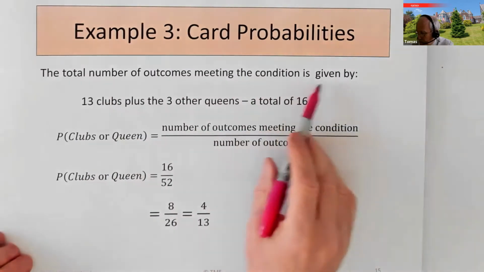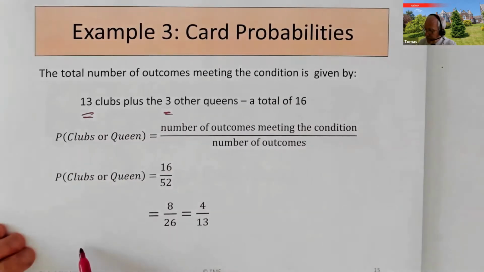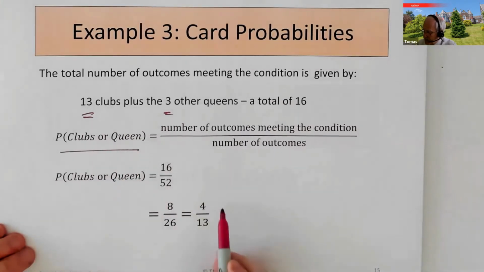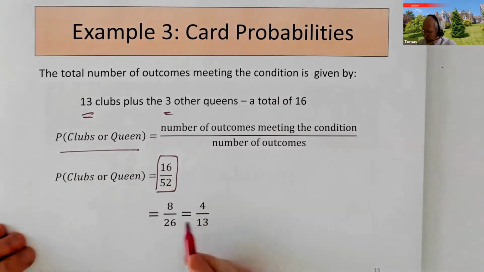So the total number of outcomes for the queens and the clubs are 13 clubs plus the 3 other queens. So the clubs or queens turns out to be 16 in total, or 8 over 26, or 4 over 13.